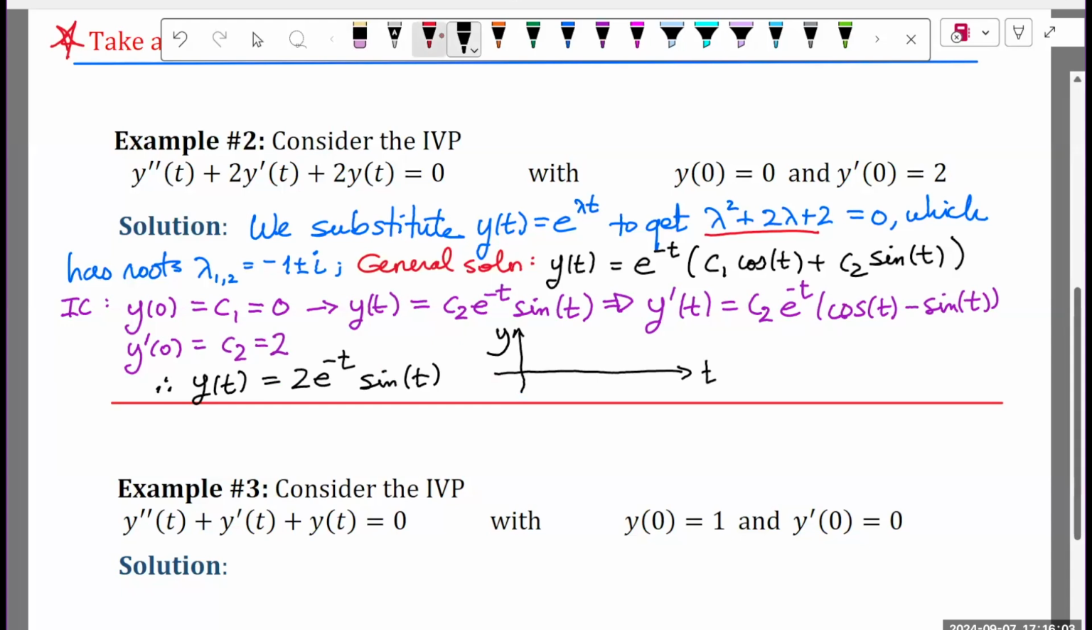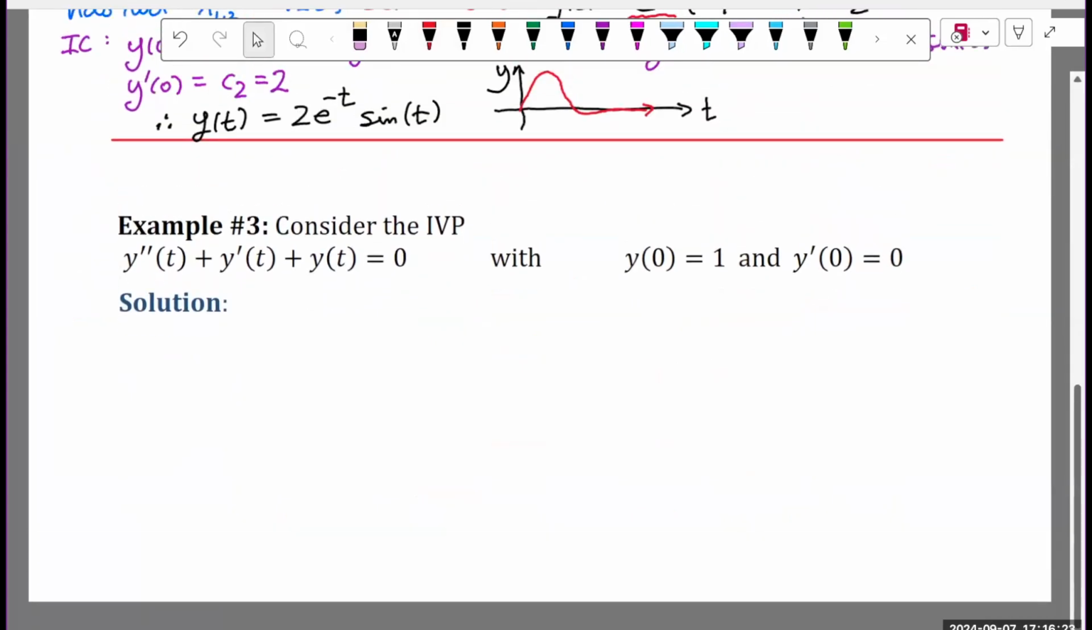And in the ty plane, that'll look something like this. A bump up, a small bump down, and then it tends toward 0. Why is it tending toward 0? Because we have the e to the minus t term, which as t goes to infinity, sends the entire solution toward 0. In example 3, we do something similar.